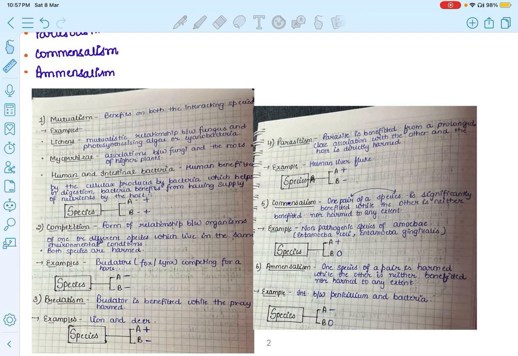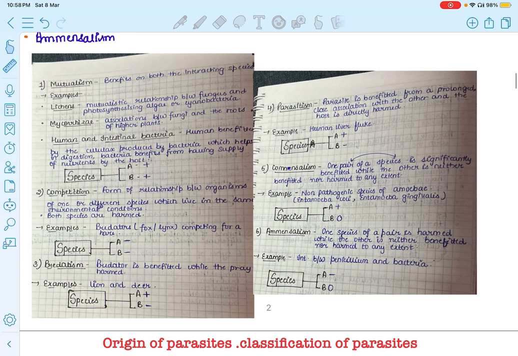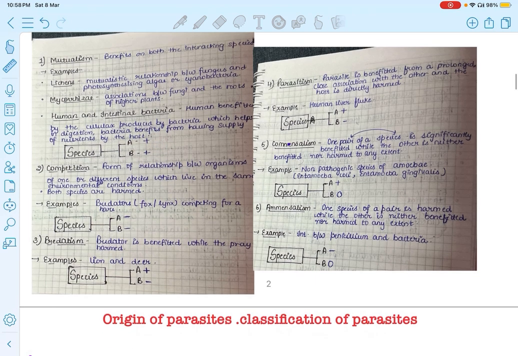Also, you remember that we eat curd. Curd is made by fermenting the milk, which develops some bacteria in it. That bacteria is also helping us. Okay, here both the species are being benefited. That is why the plus sign is there. Okay. Then we have competition.